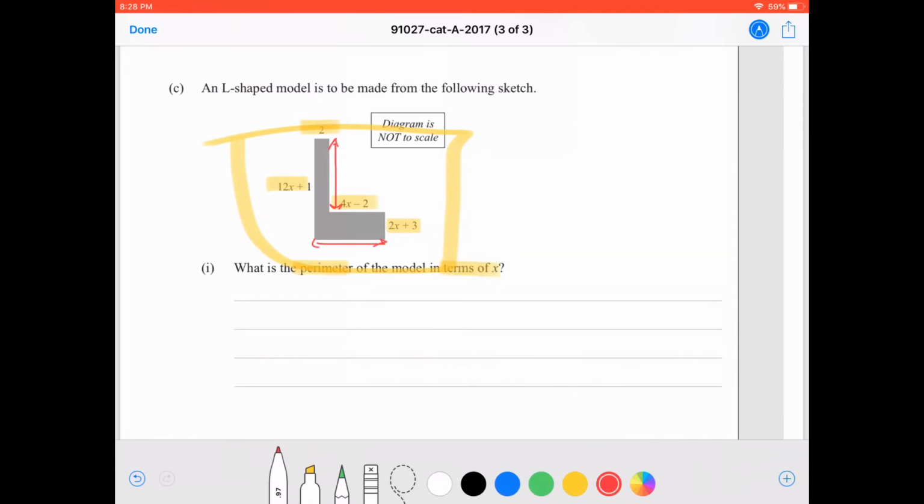So we know the perimeter is the sum of the sides of a shape. Okay, so we're just going to go around and substitute in our side lengths. So starting from the 2 and working clockwise, we can say 2 plus, now what is our red arrow? What is that value?